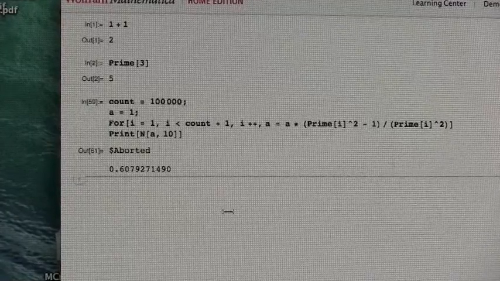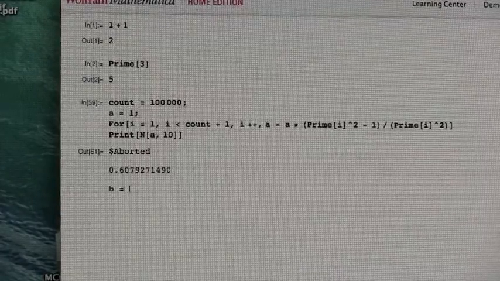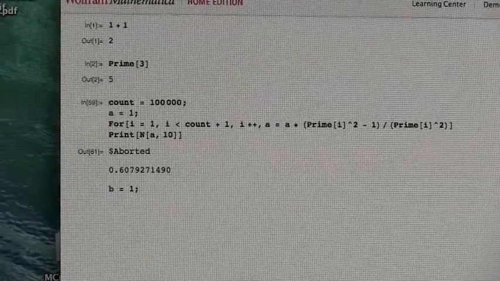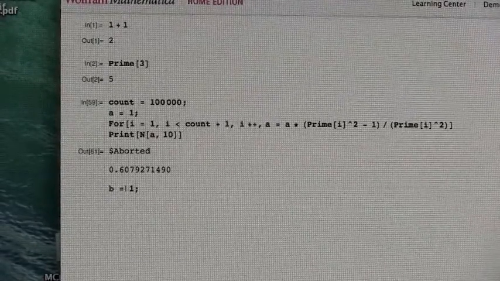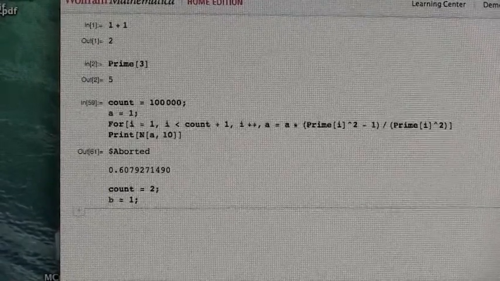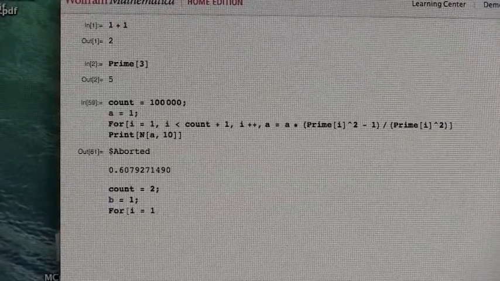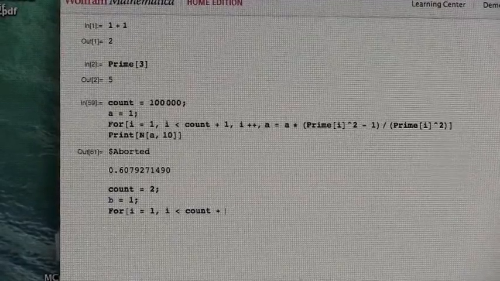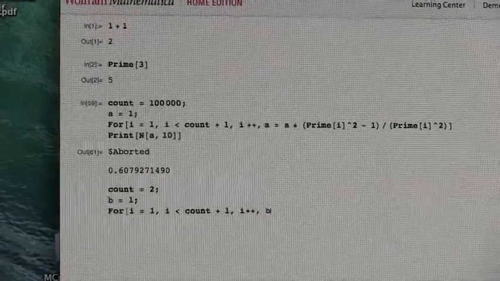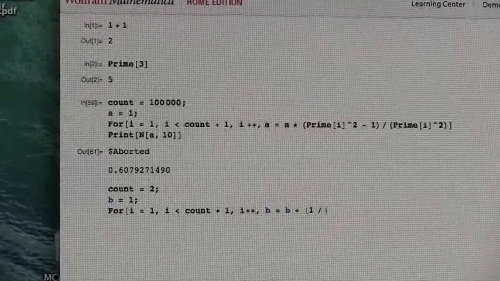I want to show you something else amazingly that gets very close to that number. This one. We're going to start with 1 here. And I'll use my count. Okay. I'm going to go for I equals 1, I less than count plus 1, I plus plus. This time I'm going to add b equals b plus 1 divided by I squared.